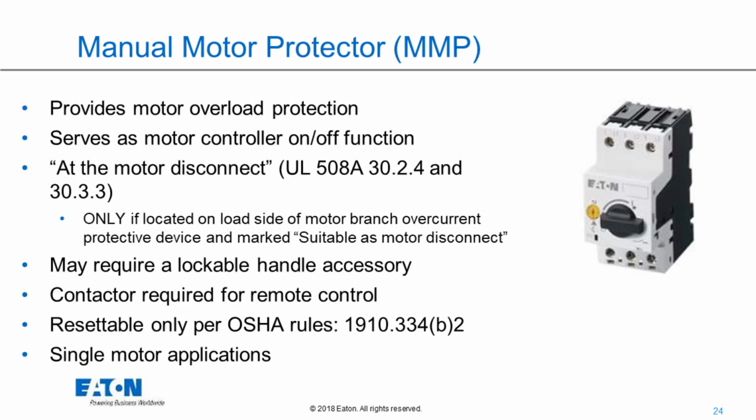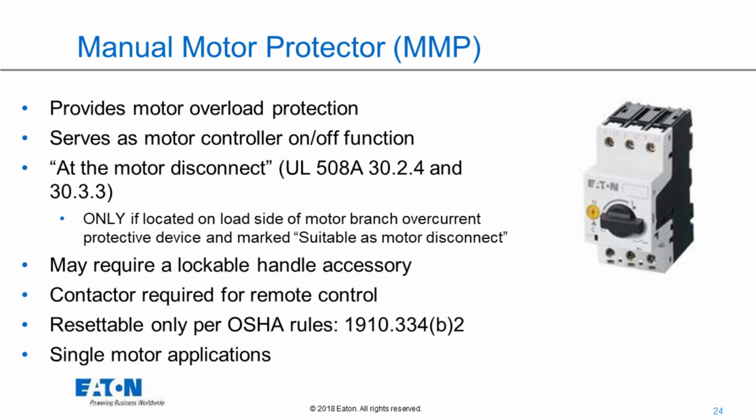Next one's a manual motor protector, similar to the previous one, except this one has overload protection. Provides motor overload protection, serves as a motor controller on-off function, at the motor disconnect, only if located on the load side of motor branch overcurrent protection devices and marked suitable as a motor disconnect.